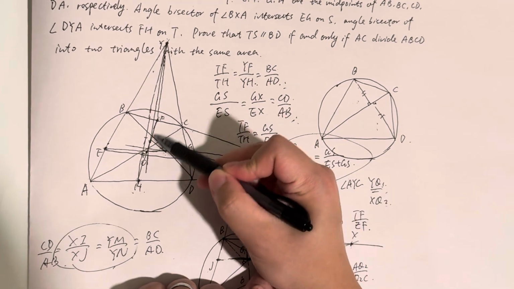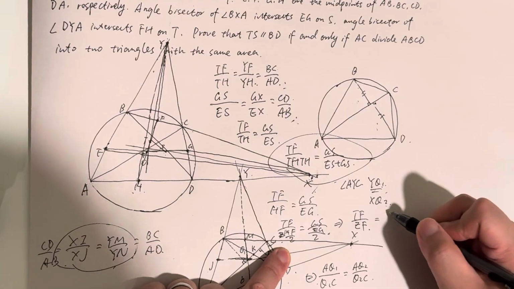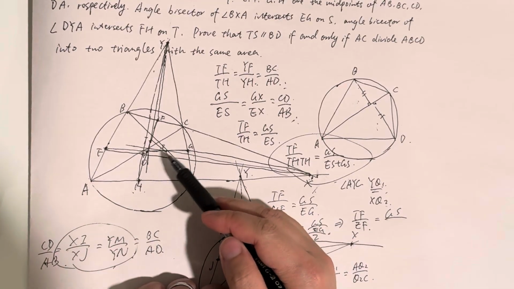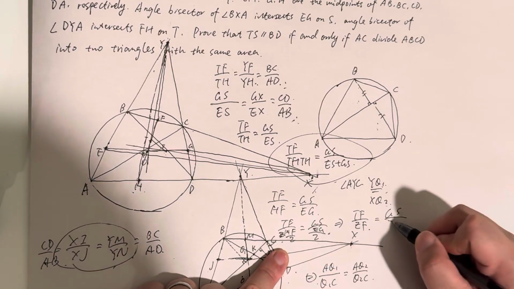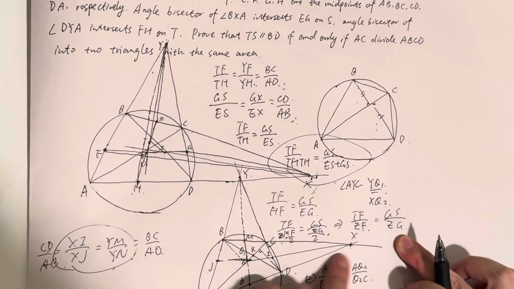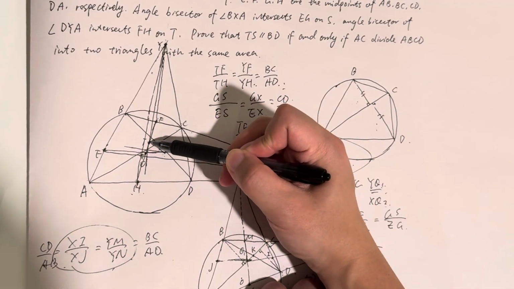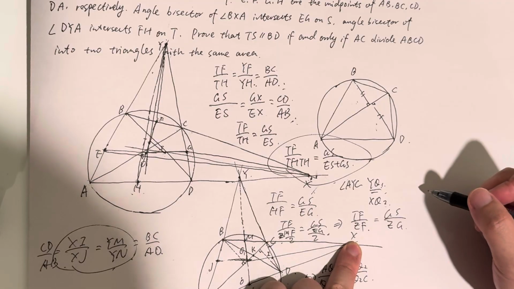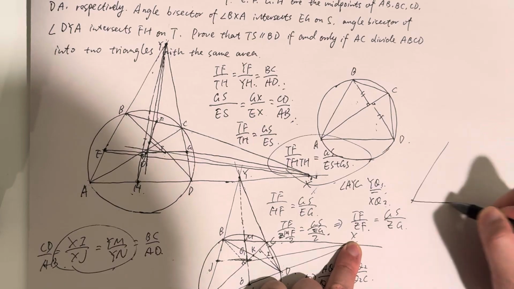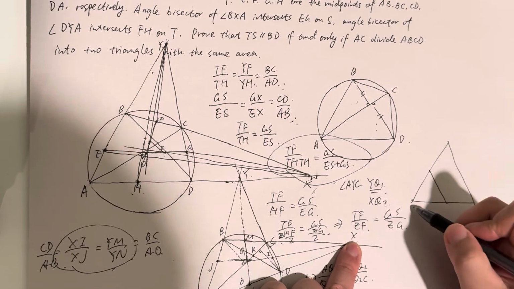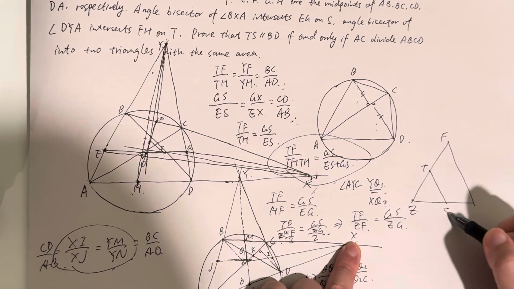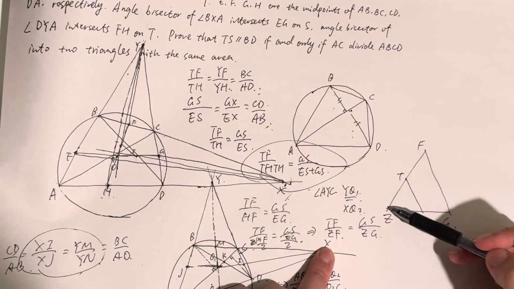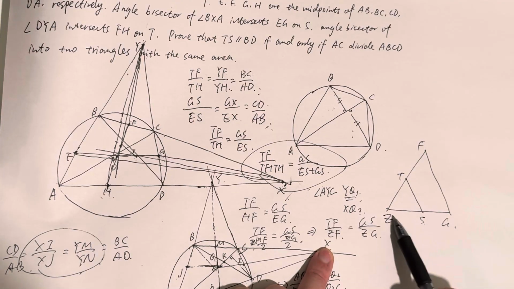So TF to ZF equals GS to half of EG. That's ZG. Right? See here. Let me just draw it again. So it looks like this. This is Z, this is T, this is F, and this is S, this is G, right? So TF to ZF equals GS to ZG.